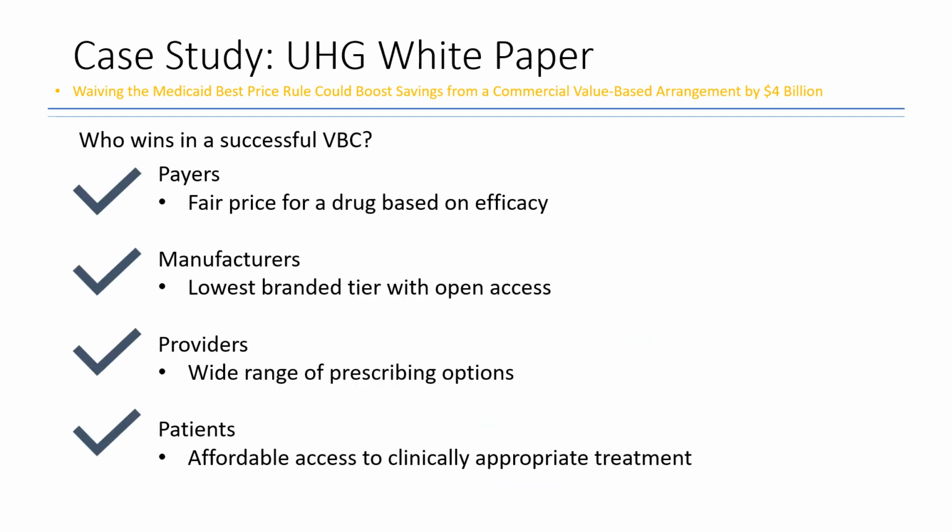So we really felt like this was a win-win-win-win scenario. Payers were able to pay a fair price for the drug based on the efficacy. Manufacturers' drugs were going to go on the lowest branded tier and have open access. Providers were going to have a wider range of prescribing options, and patients would have affordable access at the $25 tier. Now, what happened?